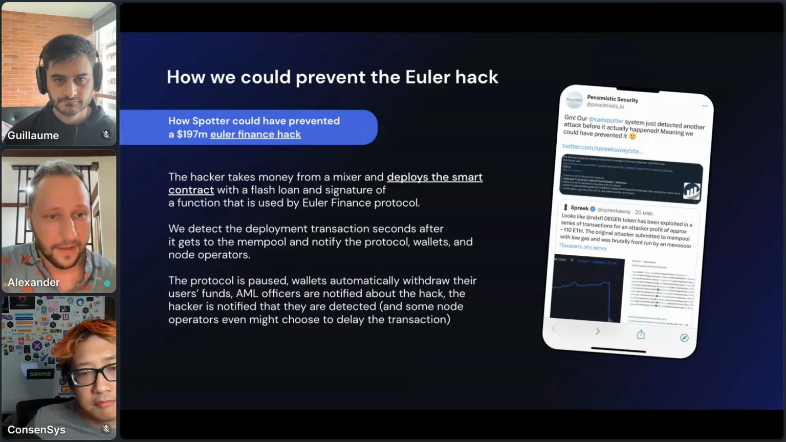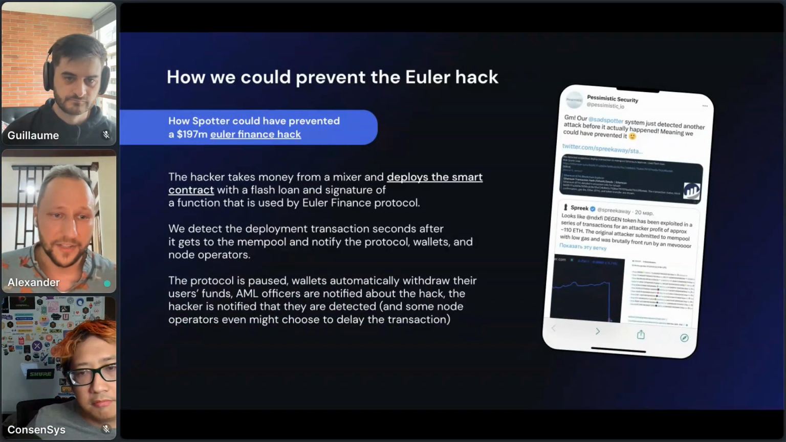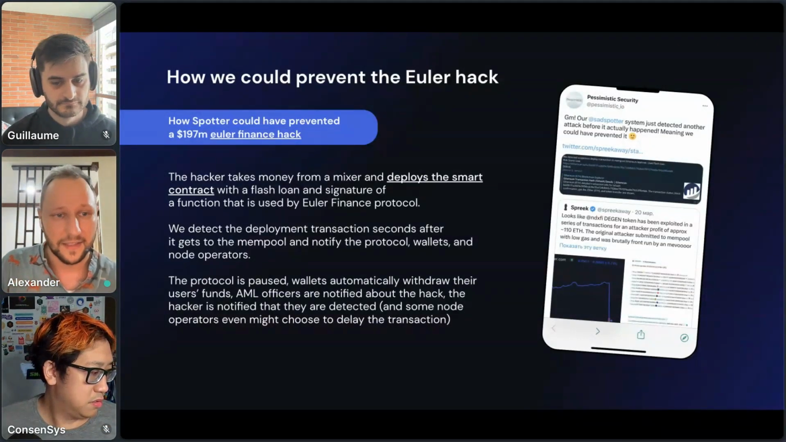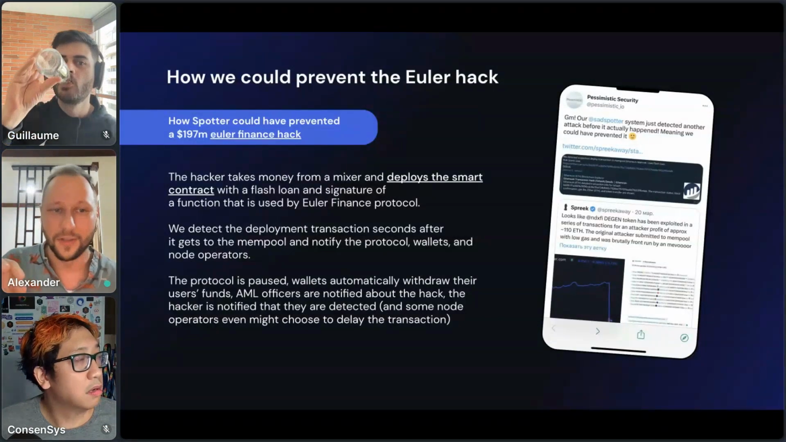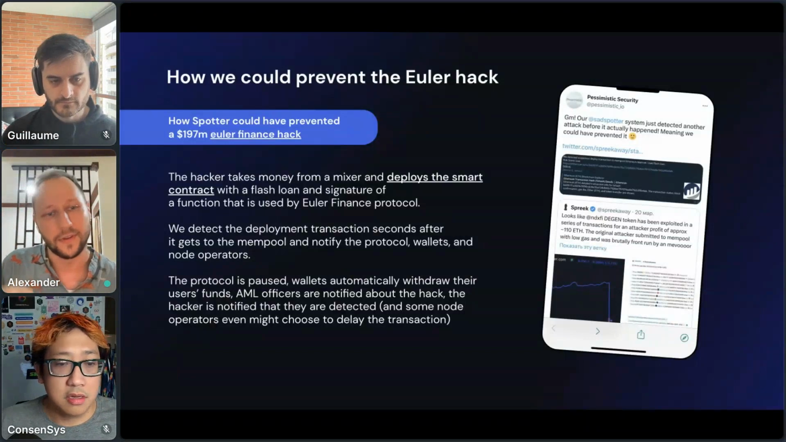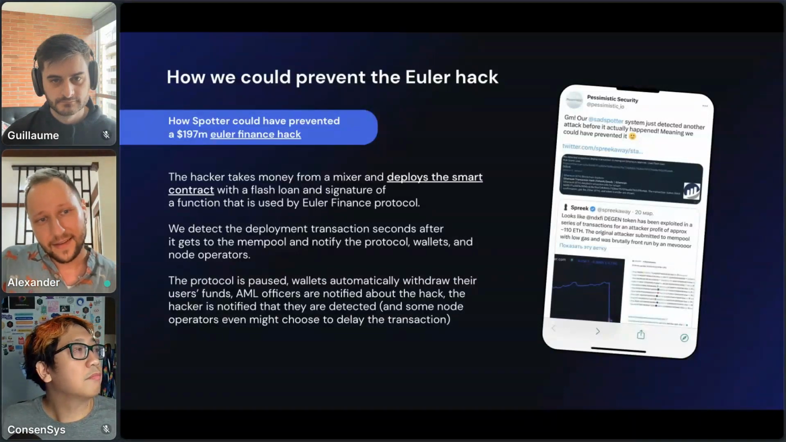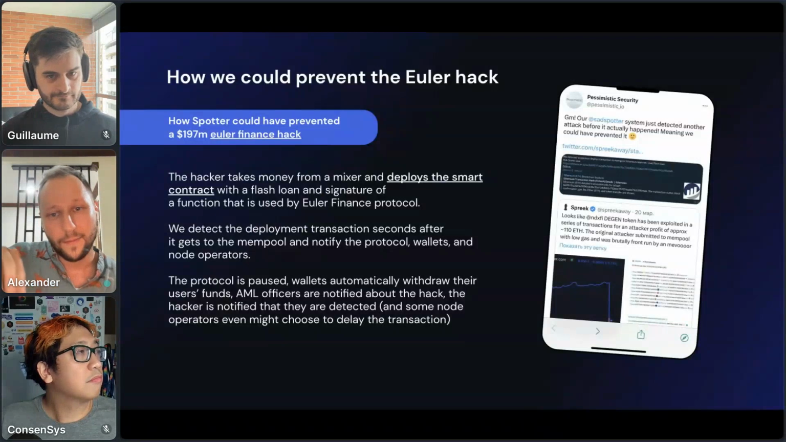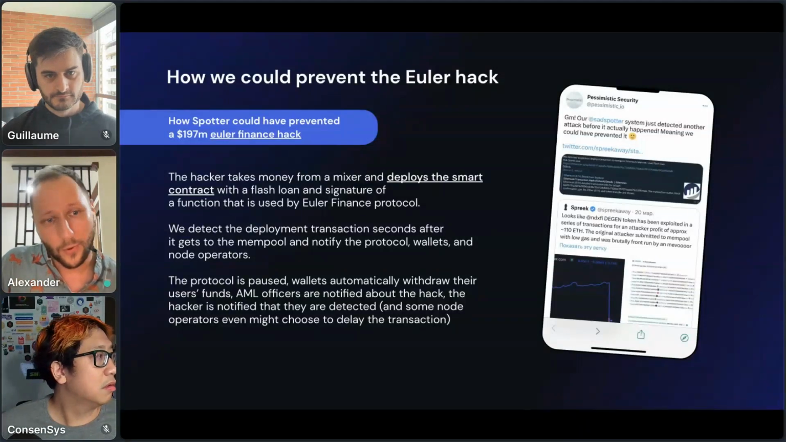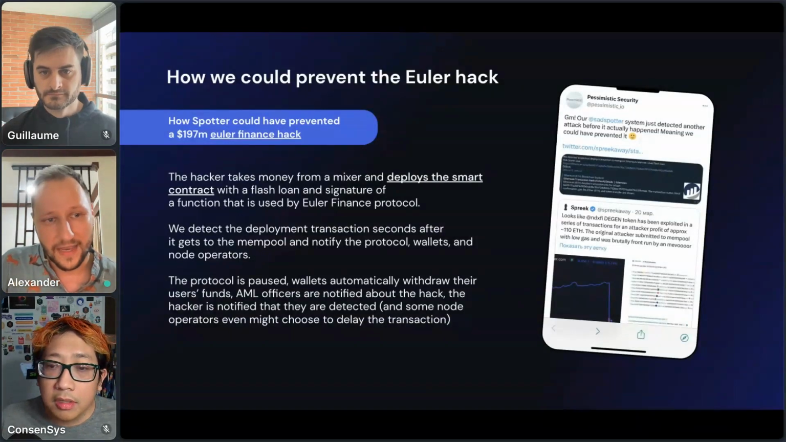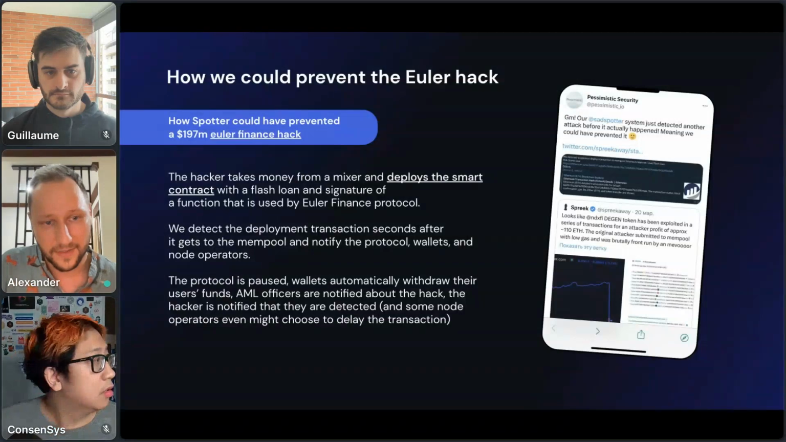With the Euler hack, the hacker used the same scenario I just described. He took the money from a mixer and then deployed a specific malicious smart contract that contained specific malicious logic, like a flash loan and the signature of some function which was used by Euler Finance. And then the hacker performed the hack. But the important thing is that with our product, the Pessimistic Spotter, we were able to detect the first 2 steps of the hacker. So we knew that something bad was going to happen with Euler Finance 6 minutes before the hack happened.